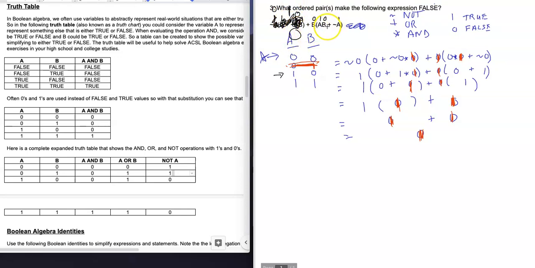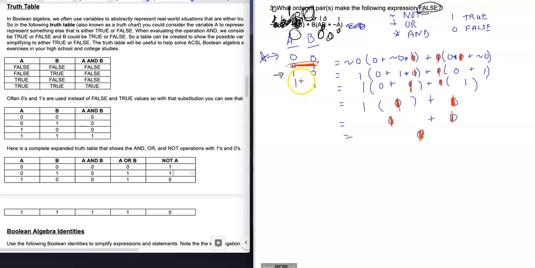Over here, looking at the black substitutions. 1 times 0 is 0. The opposite of 1 is 0. 0 plus 0 is 0. And 0 times this 0 is 0. And finally, 0 plus that 0 is 0, which is what we want if we care about all of this evaluating to false. So that is one of the solutions.